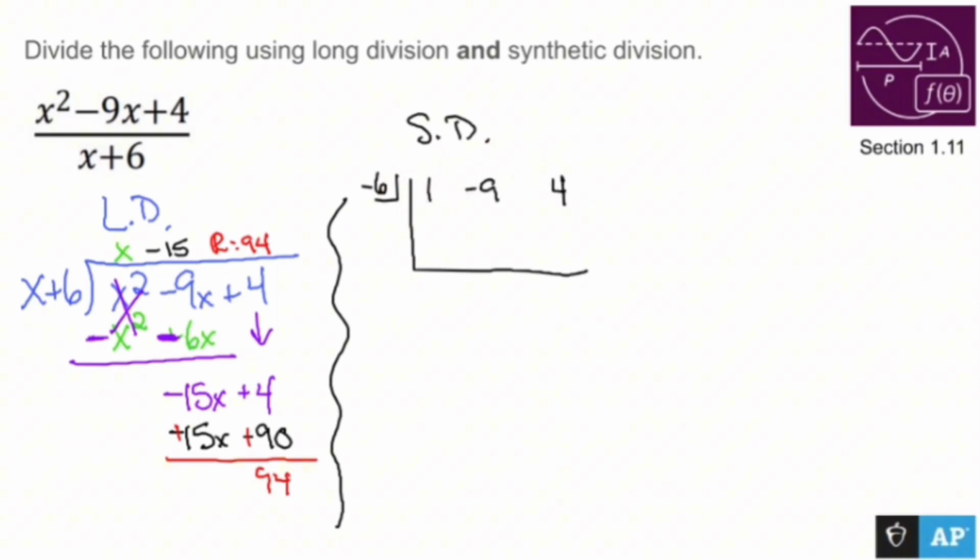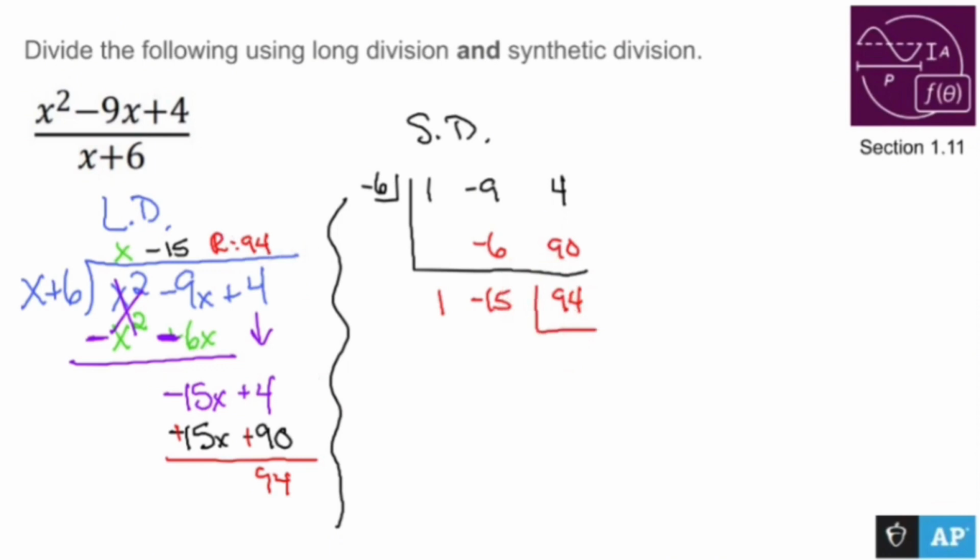Step number 1 with synthetic division is you drop down the first term. Take that number and multiply it to your root here. 1 times negative 6 is negative 6, and write it there. Add these two and get negative 15. Repeat. Negative 15 times negative 6 is 90. Add these two and you get 94. Now what's that 94? That's your remainder, just like we had over here.